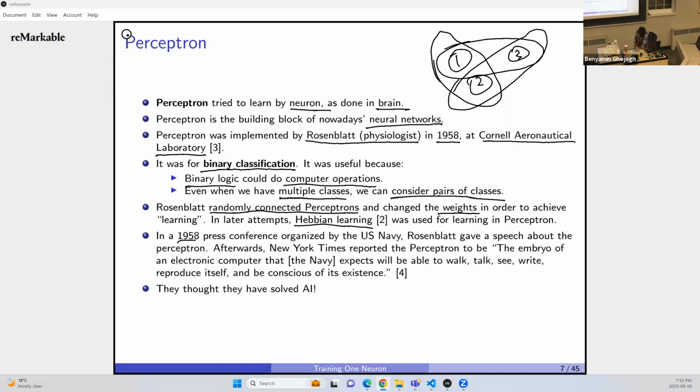In 1958, at a press conference organized by the US Navy, Rosenblatt gave a speech. It was an exciting speech for them. With so much excitement, he talked about perceptron. Afterwards, the New York Times reported that the perceptron was the embryo of an electronic computer that the Navy expects will be able to walk, talk, see, write, reproduce itself, and be conscious of its existence.